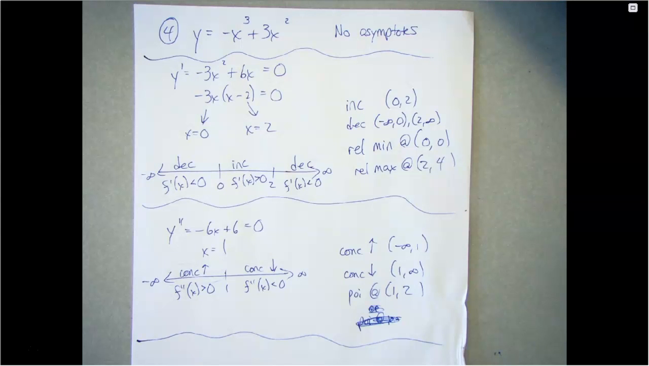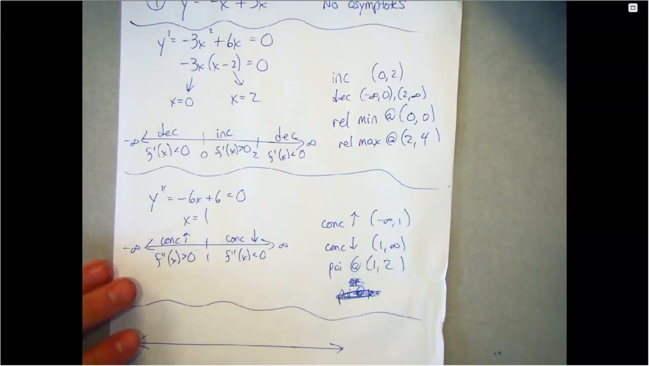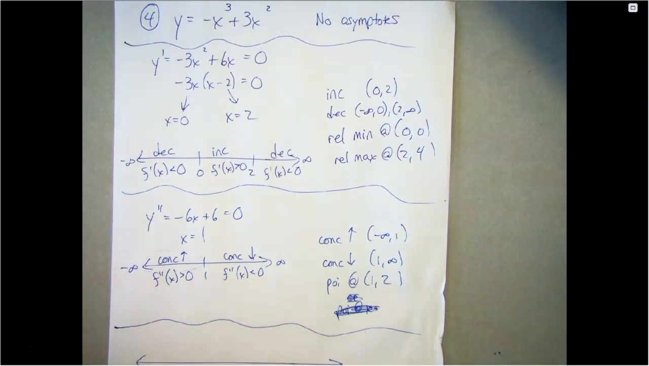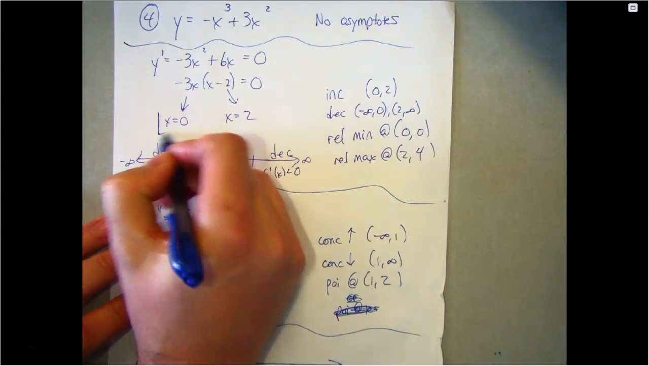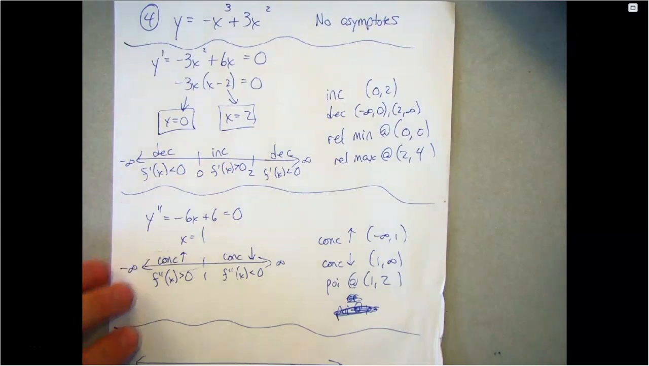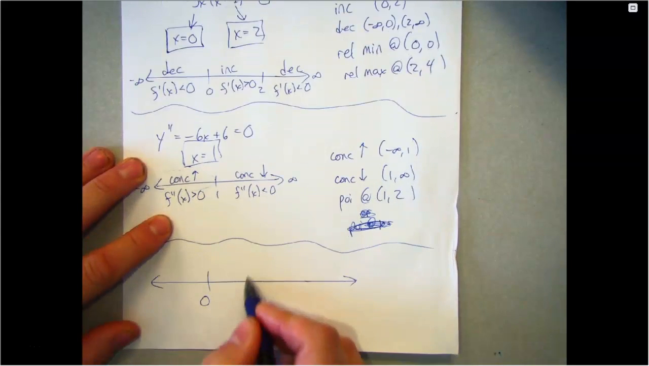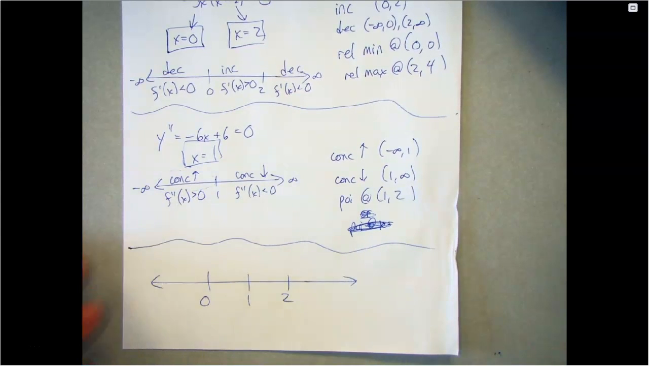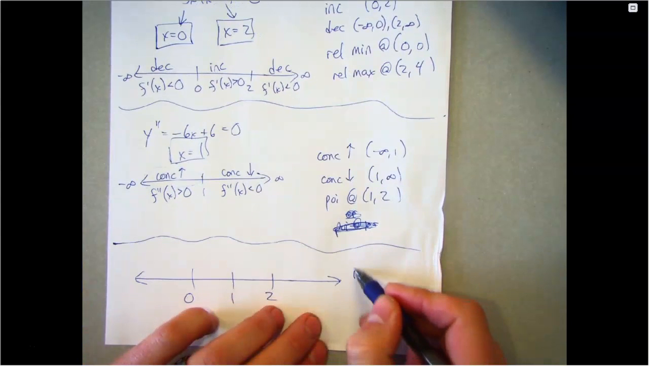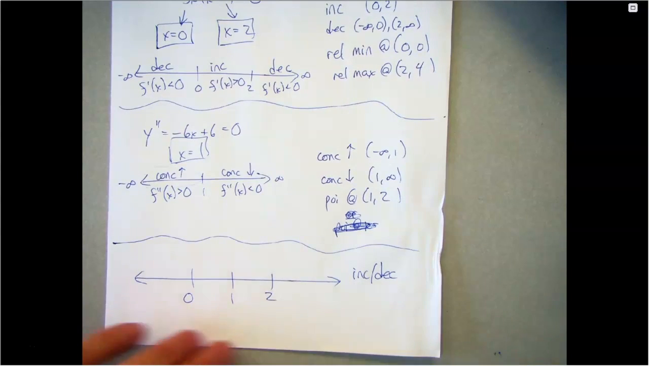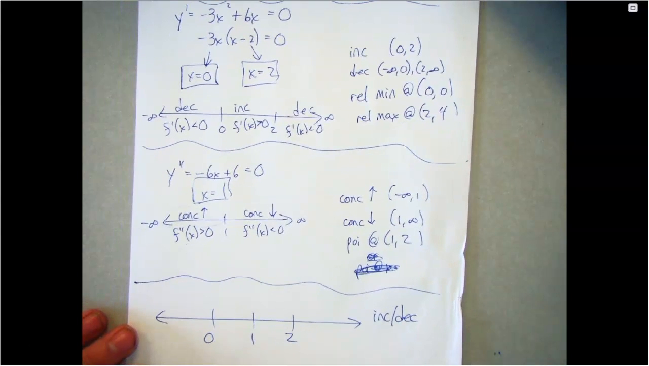The number line, because that gets a little bit trickier compared to some of the other stuff we've done. So any critical point that I have, even if you're not here yet, I would strongly recommend paying attention to what I'm doing. So I have x equals 0 and x equals 2 for my first derivative. I have x equals 1 for my second derivative. So they all go on my number line. And then on top, I'm going to write whether the graph is increasing or decreasing in that interval.